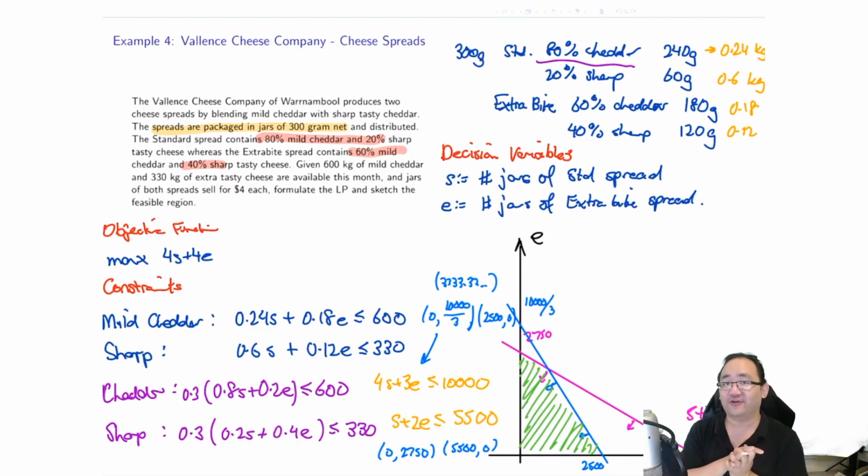So that's it for the four examples of two variable LPs. In the next video, we'll start looking at how to solve them given the objective function, using what I personally call the graphical method. In this case, it's really only a method that's suitable for two variable linear programming problems.